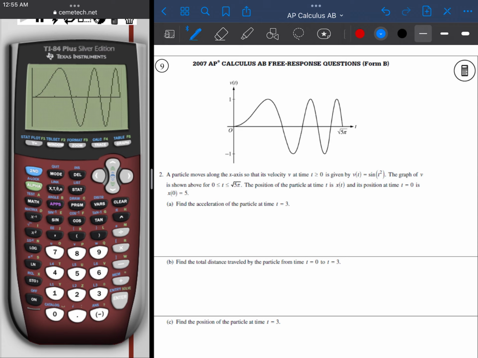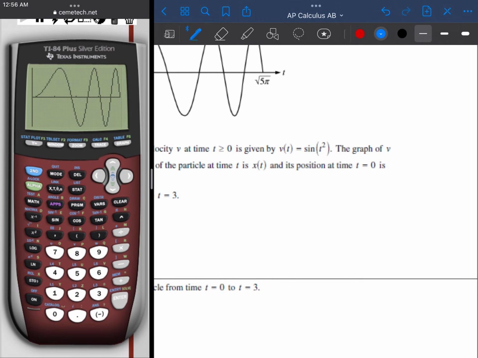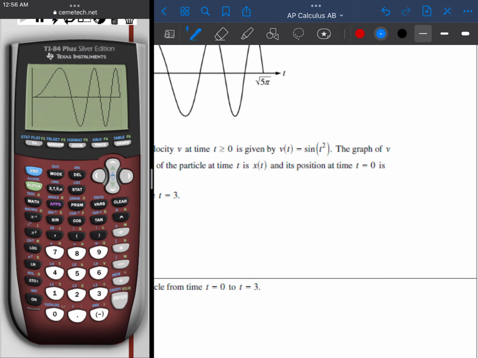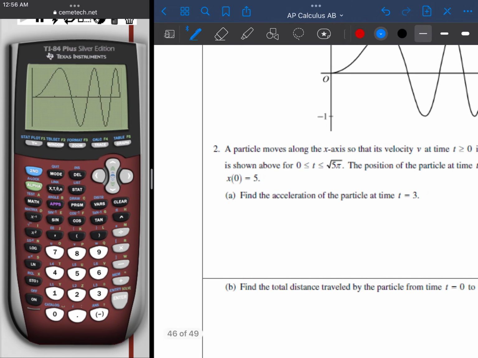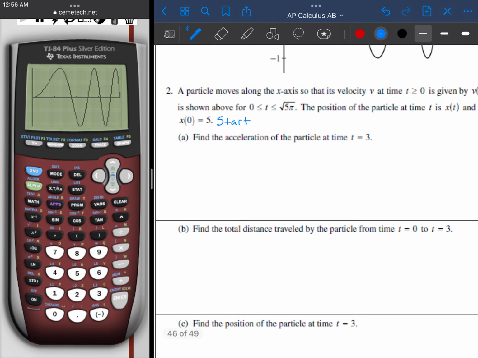Reading. Okay, so it has some start conditions that we want to be wary of. The start position is 5, so 5 is the start position. Good. All right, question letter A. Find the acceleration of the particle.